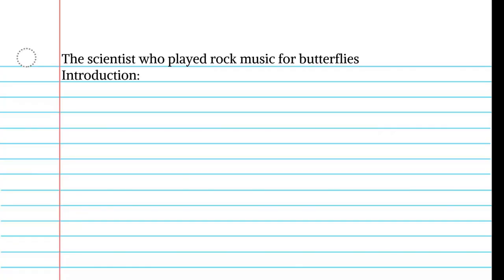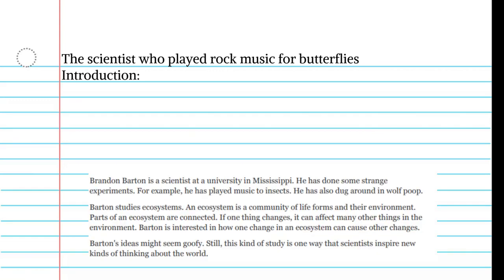Now we're going to set up a piece of paper like this. You're going to need to write the title of the article at the top, the scientist who played rock music for ladybugs, and then underneath it, write introduction. That's where we're going to write our summary for our introduction, and I'll help us with that. I put the bottom paragraphs that we've read so far on our screen so we can reference them here, and you can also look at the articles if you have one of your own in front of you.